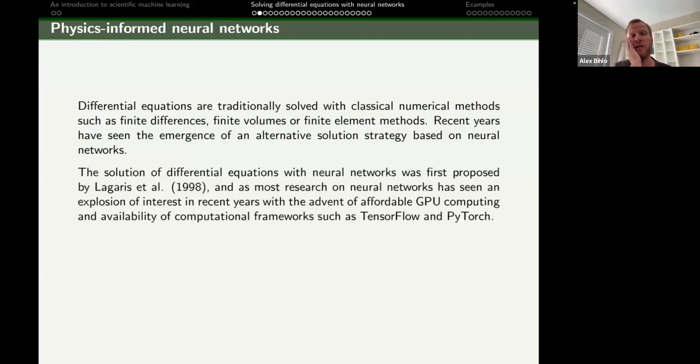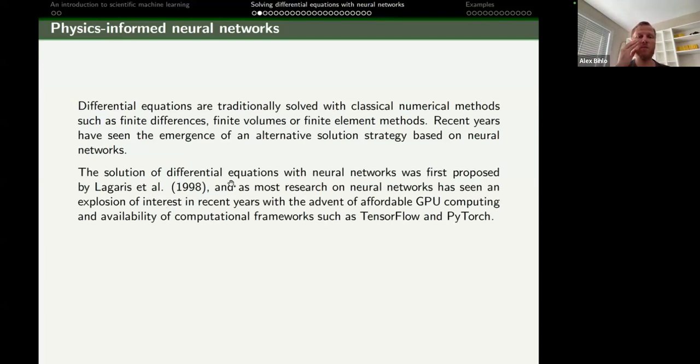Pioneering research on solving differential equations using neural networks was actually done before the most recent surge in machine learning. That predates, in fact, AlexNet and the breakthrough of convolutional neural networks. This is a paper that was published in the late 1990s, which pretty much showed how you can solve differential equations using neural networks and an optimization-based approach.